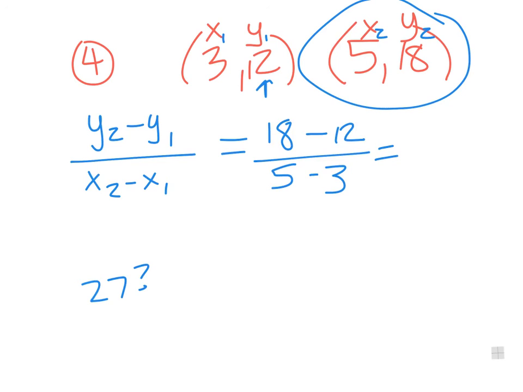So what's 18 minus 12? What's 5 minus 3? 2. What's 6 divided by 2? 3. You just solve for your slope without having to graph it. So this is slope. Done. Yay!